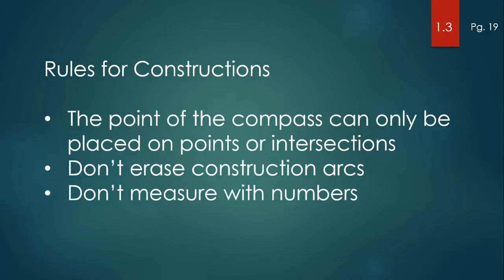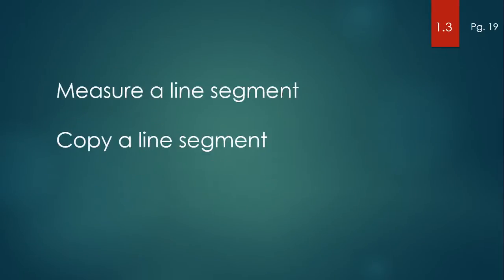And thirdly, when we are going to measure something in a construction, we're never ever going to use the numbers that are on those tools. You're never going to use the numbers on your protractor to measure something, and you're never going to use the numbers that you might see on your compass to measure. So with those rules in mind, let's start with our first very basic construction, which is to measure a line segment, and then we're going to copy a line segment.